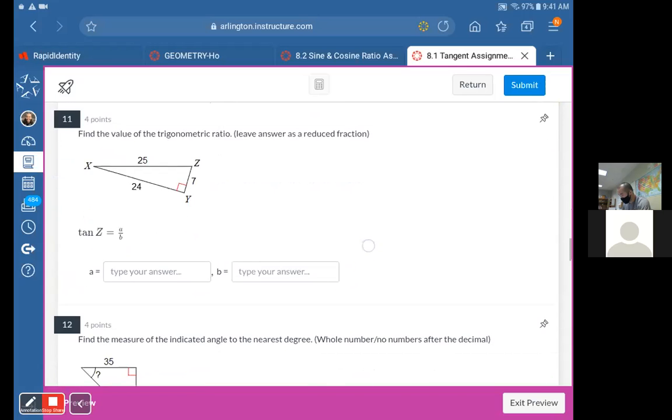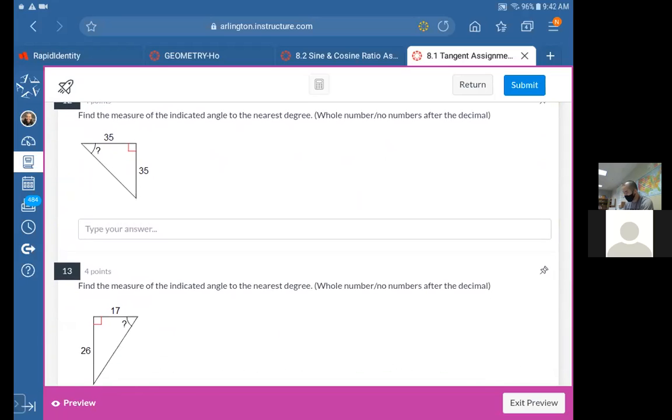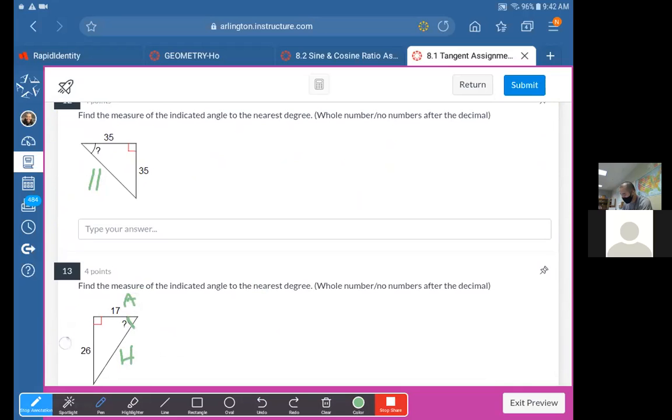So this is the same. Then you get down to finding the measure of the indicated angle. This one is still tangent. Here's your hypotenuse. This is your angle. So which one is, oh, you know what? This is not a good example. I'm going to let you do that one. Let's do this one. This is the hypotenuse. Here's your angle. So which one is touching the angle? 17 is touching the angle. So this is the opposite.